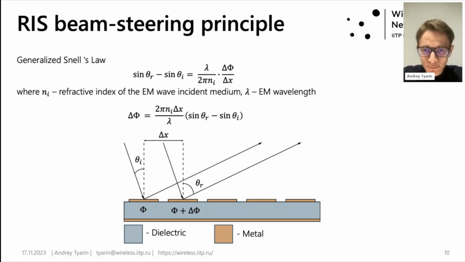This phenomenon is described by the generalized Snell's law, which you can see on the slide. It's the first equation. With this equation, it is possible to calculate the phase shift difference between adjacent elements so that the wave is reflected from the incident angle theta I at the angle theta R. This is expressed as the second equation on the slide. And as I said earlier, it can be extended to the two-dimensional case and to focusing.